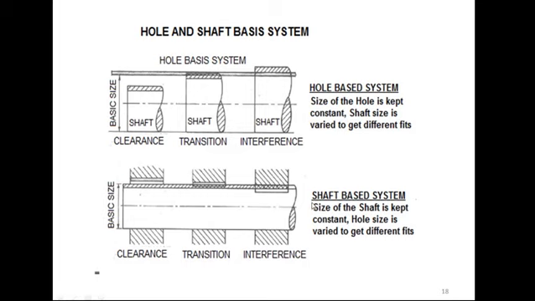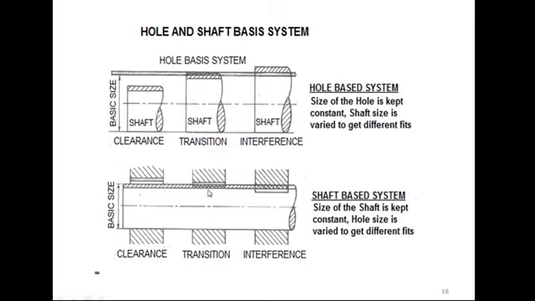Next one is the shaft based system. In a shaft based system, see here, we have kept the shaft constant. This shaft is constant, and then the size of the hole we have changed. In the clearance, see here, the size of the hole is more. That's why a clearance is present.